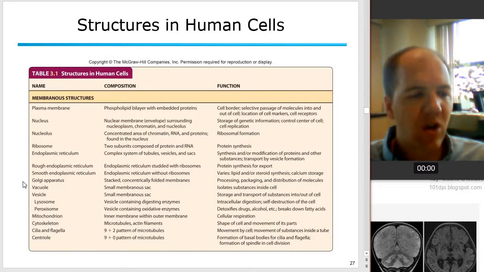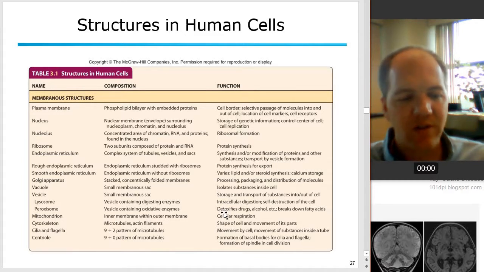And here's a nice little chart from your book that gives the different structures in the cell, and it tells what they're made of, and then it also has their functions. This is a good little review of all the different parts of the cell. So please look through that, and you don't need to know a lot of detail. For example, the cilia and flagella, it tells how many microtubules they have. You don't need to know that at this point. We didn't look at centrioles, but know the general functions of each of these.